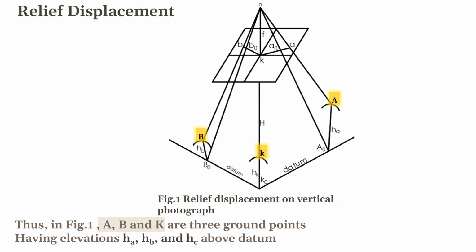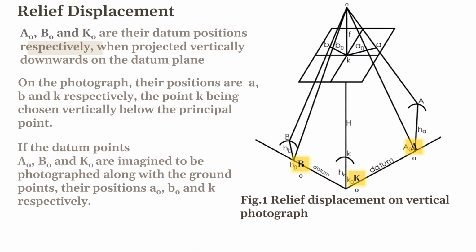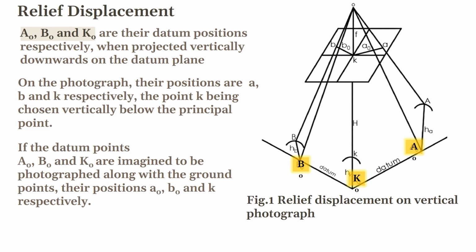Let us go over the definition of relief displacement again. Relief displacement is a lateral displacement or shift in the photographic position of the image of an object due to its relief. Yes, very clear for you. Now, kindly refer to the figure 1. A, B and K are the three ground points having elevation HA, HB and HC. And A0, B0 and K0 are their datum positions respectively when projected vertically downwards on the datum plane.